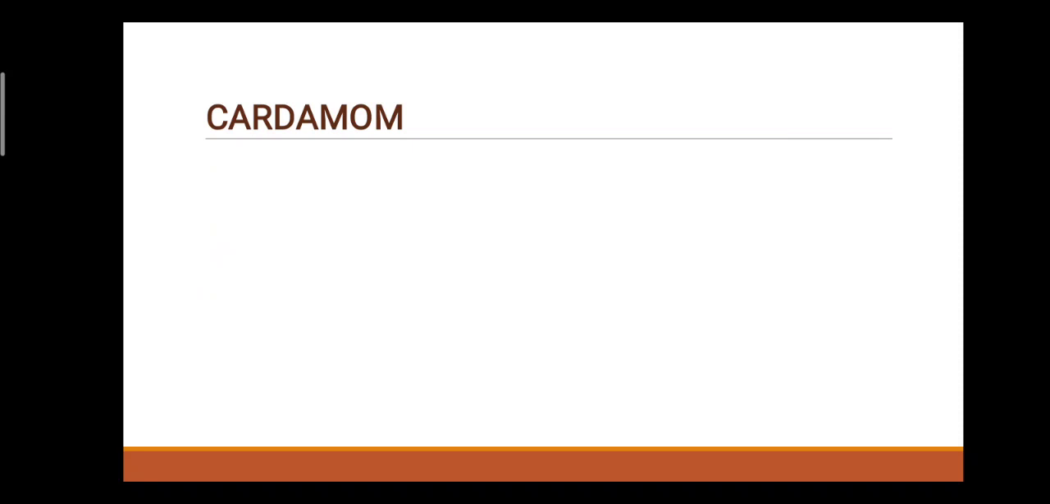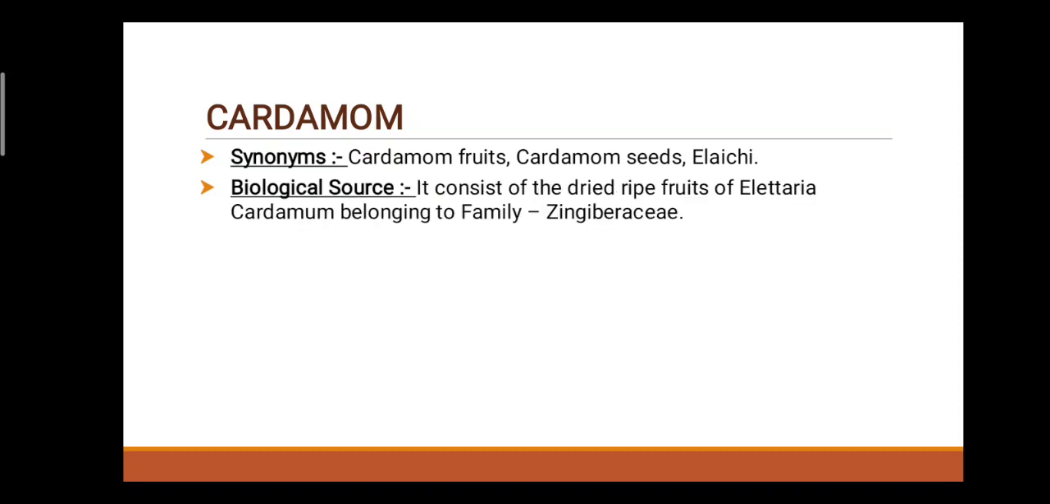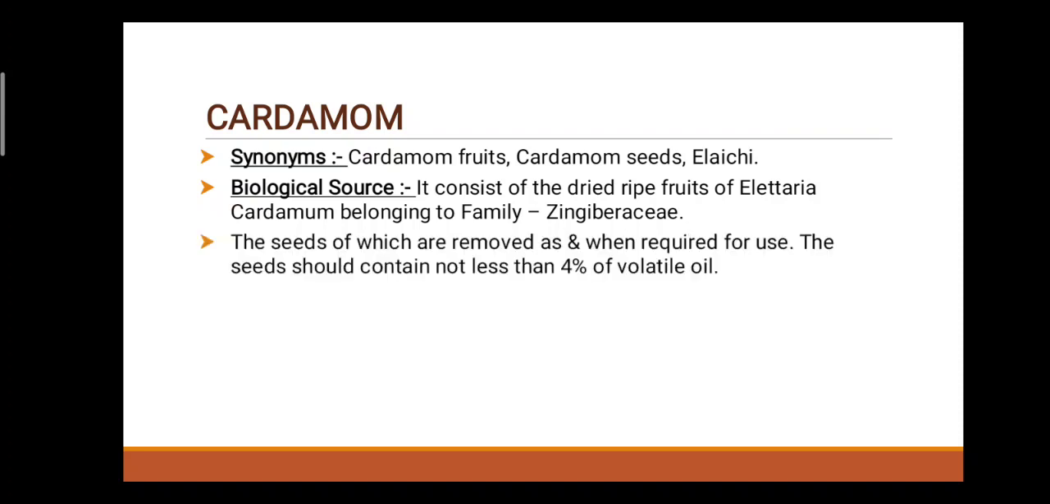Now we will discuss the first drug, cardamom. Synonyms: cardamom fruits, cardamom seeds, elaichi. Biological source: it consists of the dried fruits of Elettaria cardamomum belonging to family Zingiberaceae, the seeds of which are removed as and when required for use. The seeds should contain not less than 4% of volatile oil.